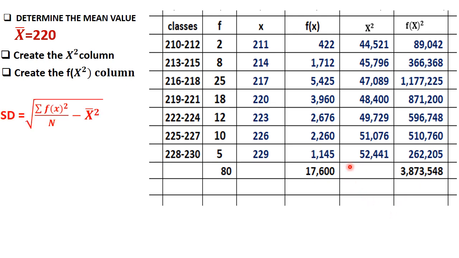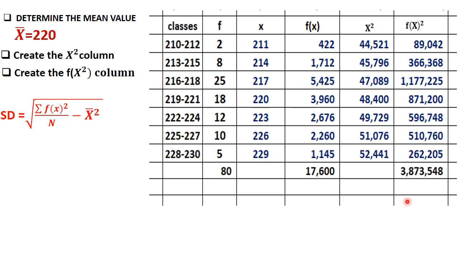Now, of course, we'll need to add them. So you add them, we get 3,873,548. Sorry for that. Okay, now we use these values to operate a standard deviation. You'll agree with me that these numbers are big and easy to introduce an error because of just human error as you calculate, and we need to be a lot more careful.